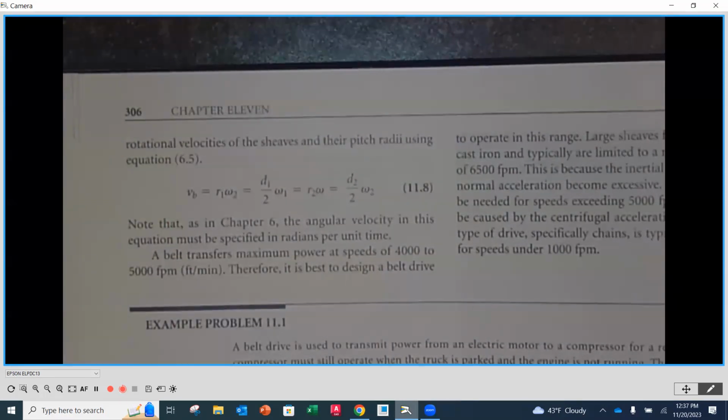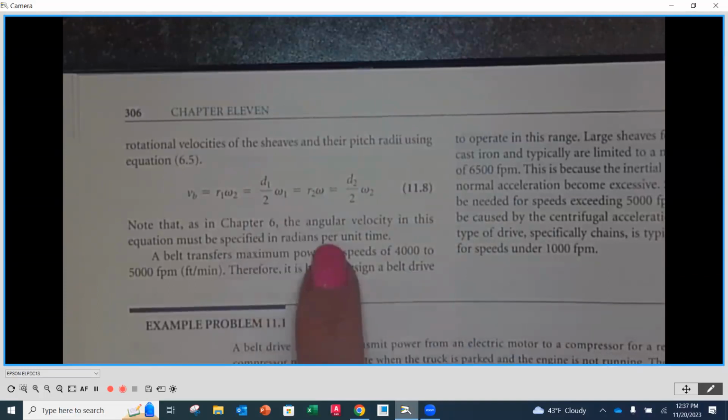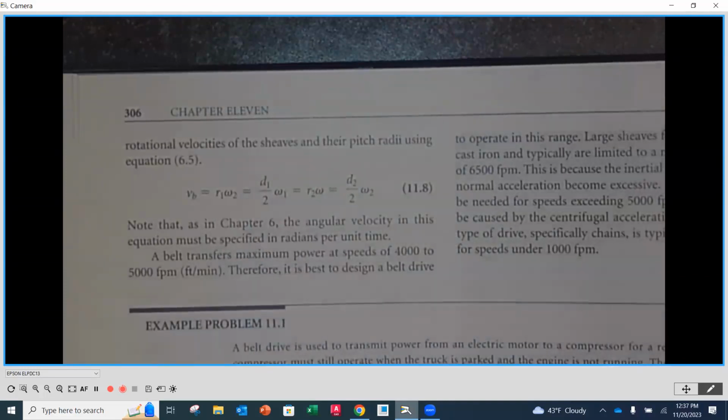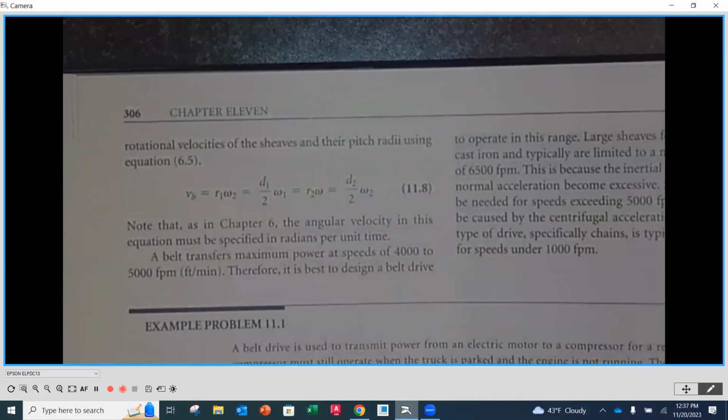All right, so when we have its radius, which is half of its diameter, multiplied by its rotational speed in radians per second or minute, we multiply those two together and we get the pitch line speed. Many times for a belt, it's going to be given in feet per minute. That's just a very common unit that we work with. You're probably going to see that come up in our example problems.